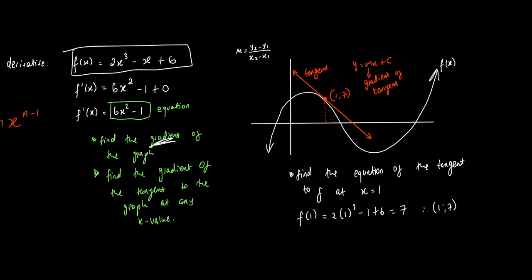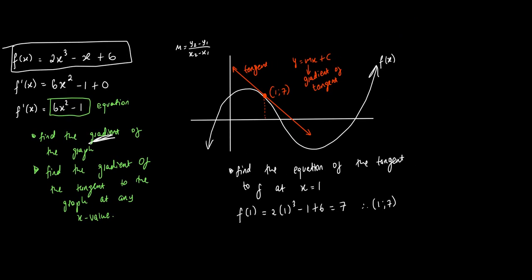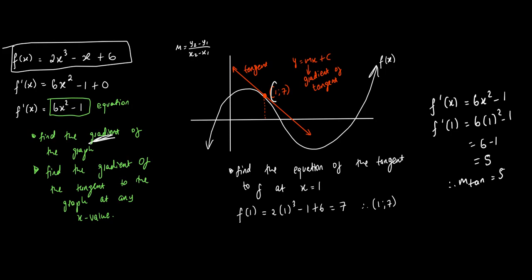Now remember that f prime of x is equal to 6x squared minus 1. If I want to know what is the gradient at x equals 1, I substitute here. The gradient at 1 is going to be 6 into 1 squared minus 1. So it's going to be 6 minus 1, and the answer is going to be 5. So therefore it means the gradient of the tangent is going to be 5. It means here the gradient of this tangent is 5.